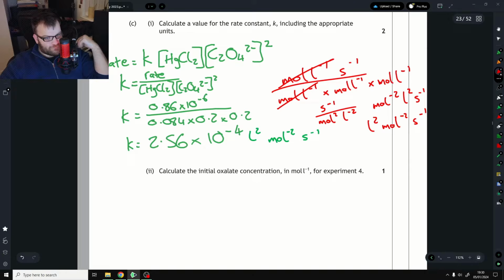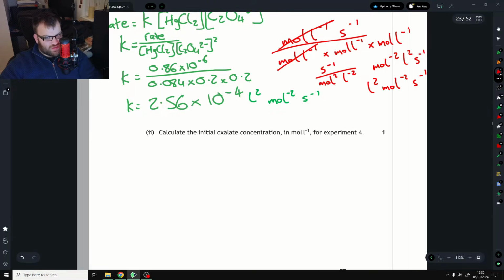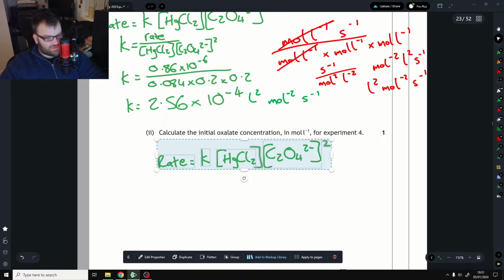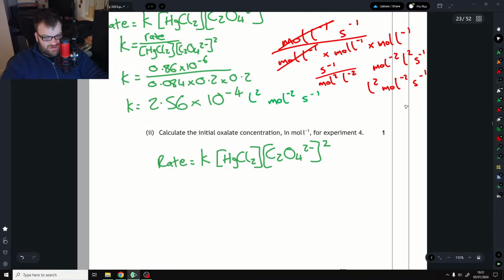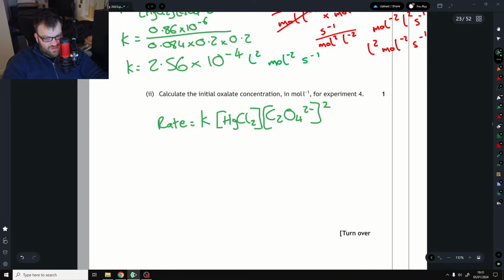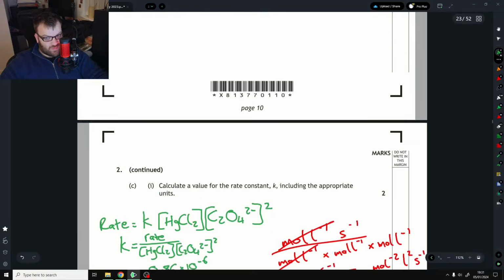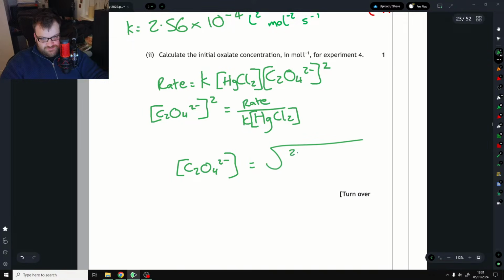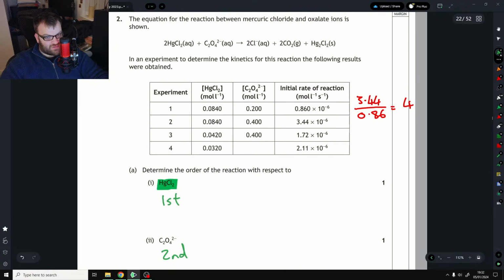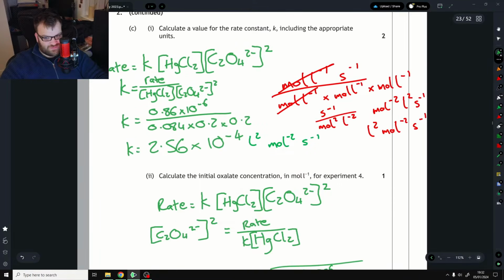Next up, we're asked to calculate the initial oxalate concentration for experiment 4. We're going to have to do some rearranging and then some inserting of the values. So if we rearrange, the concentration of oxalate will equal the square root of the rate, 2.11 times 10 to the minus 6, divided by our 2.56 times 10 to the minus 4 times the mercury chloride concentration of 0.032.